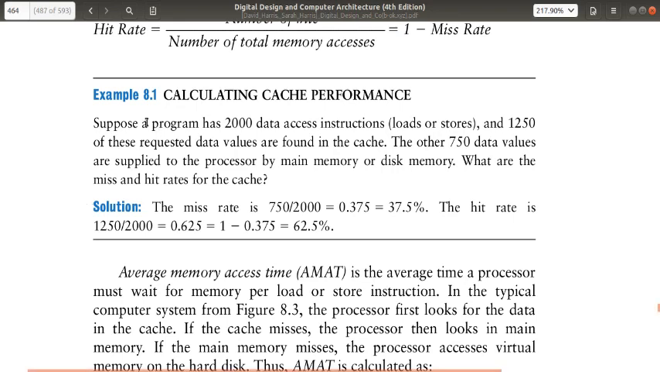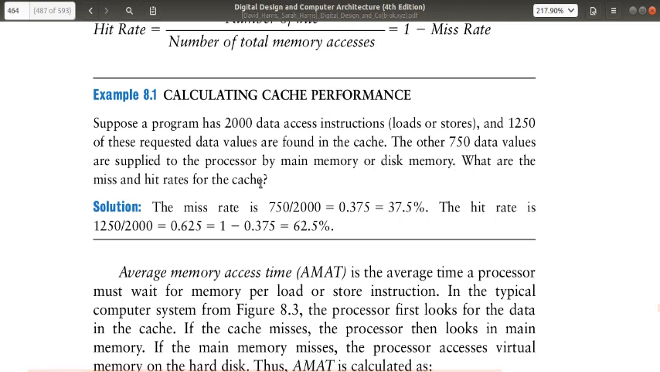So let's consider an example. Suppose a program has 2000 data access instructions, loads and stores. That means it has to access data 2000 times, and 1250 of these requested data values are found in the cache. The other 750 data values are supplied to the processor by the main memory or hard disk memory. What are the miss and hit rates for the cache?